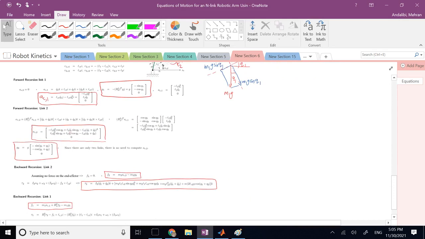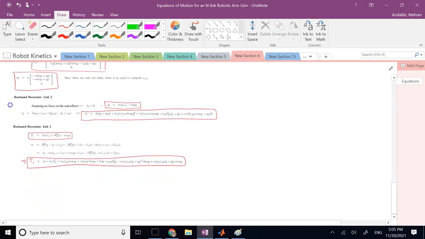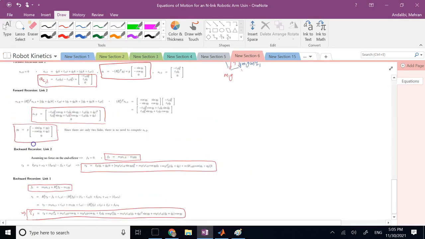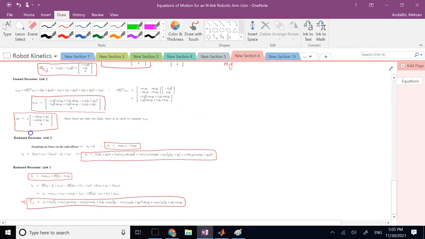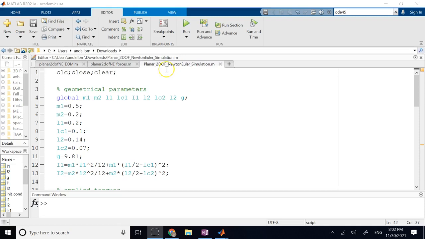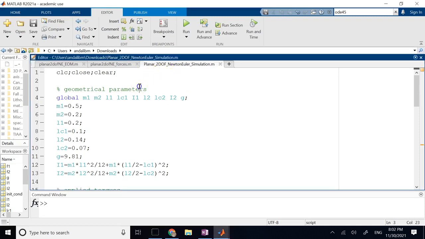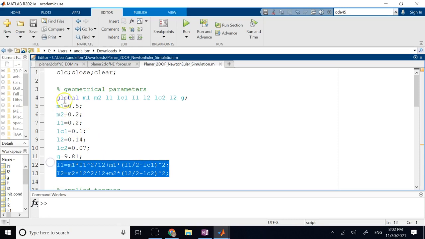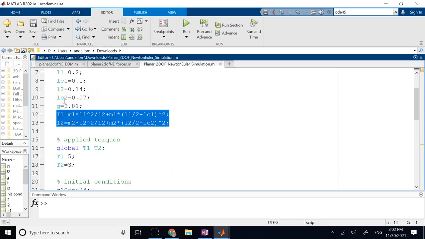Okay, so here I'm going to show you a simulation of these 8 equations in these boxes in MATLAB. So here is the code. That is the script. You define all of your parameters. Here I made the LCs to be half of Ls, so the centroids are exactly at the center of each link. Calculate the moments of inertia. They are all defined global parameters.